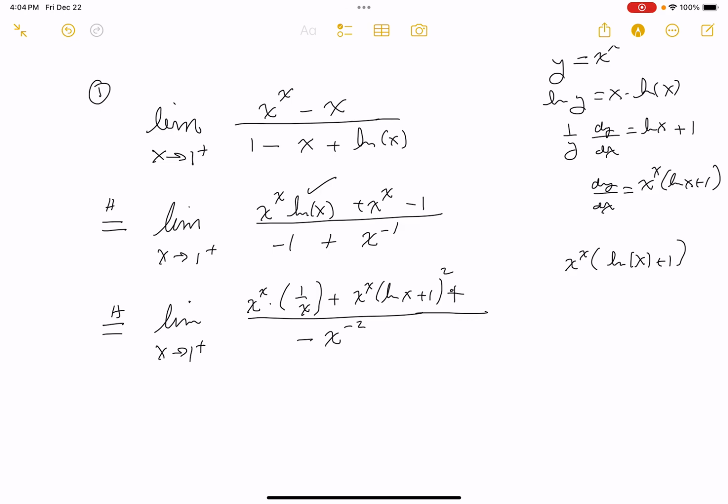I just did this one. Now I'm doing this over here. And that's going to be, let's see, x to the x, and then ln x plus 1. Wow, is this thing ever going to stop? Well, let's take a look at this over here. And it doesn't look that bad, actually.